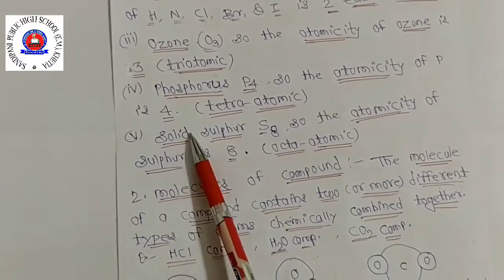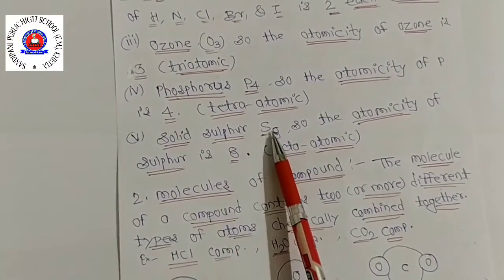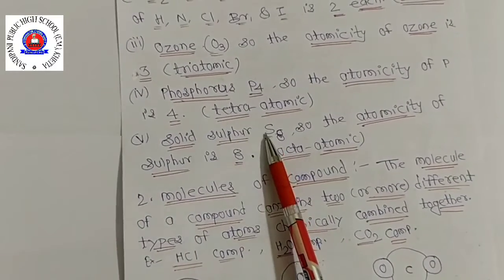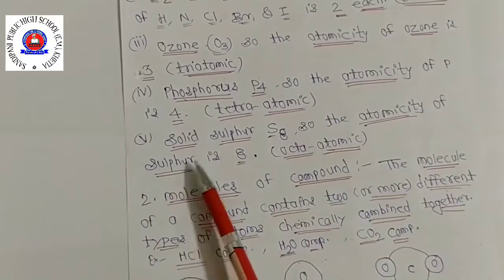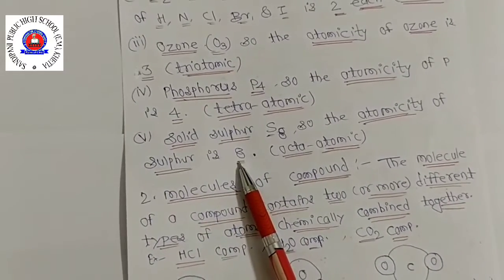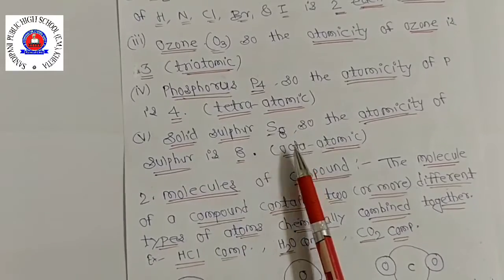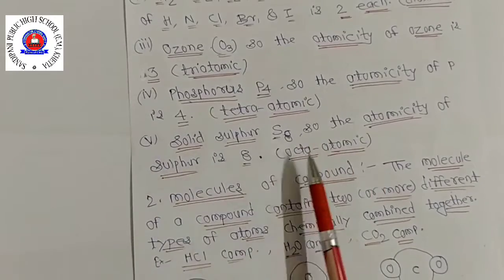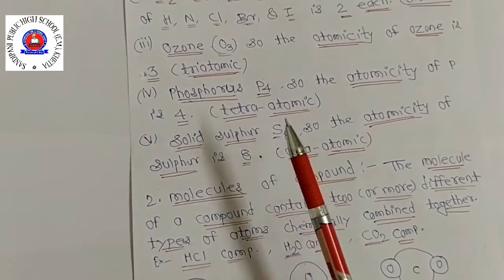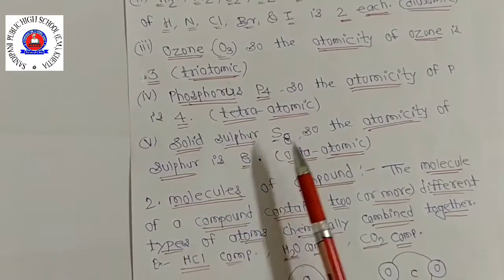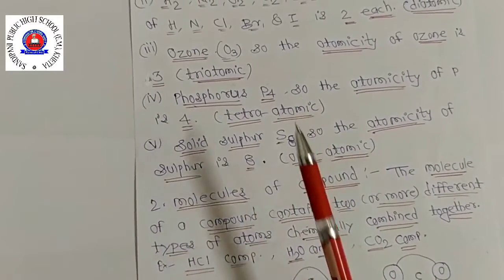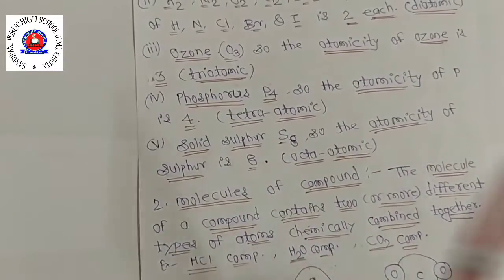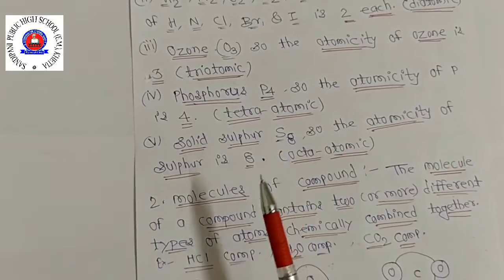Clear? Now solid sulfur. Solid sulfur has 8 atoms in its molecules. So the atomicity of sulfur is 8. So sulfur is said to be octaatomic. Octa means 8. So जितने एटम्स एक मॉलिक्यूल में शो करेंगे, उसे आप मोनोएटोमिक, डायएटोमिक कहते हैं, सो ये एटोमिसिटी है. सो उनकी डिफरेंट एटोमिसिटी होती है, मोनोएटोमिक, डायएटोमिक, ट्राइएटोमिक, टेट्राएटोमिक. ओके, लाइक दैट. क्लियर दिस वन?